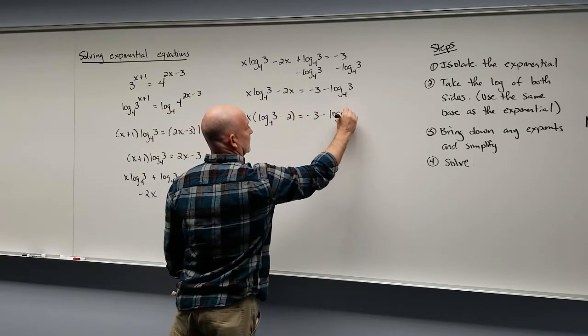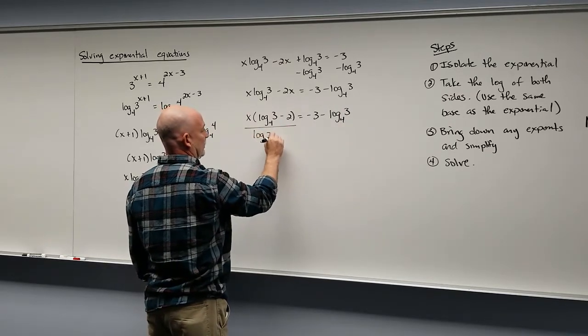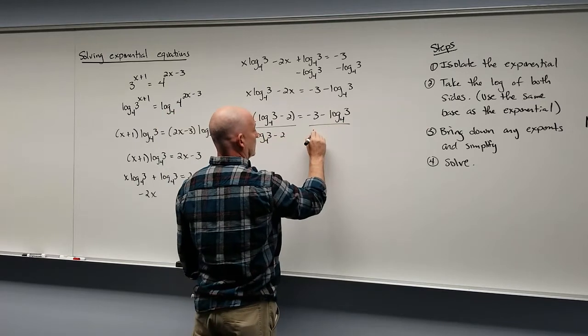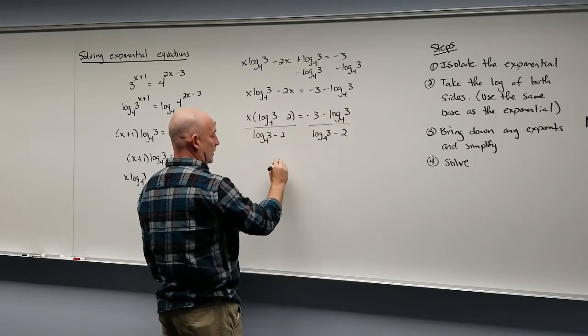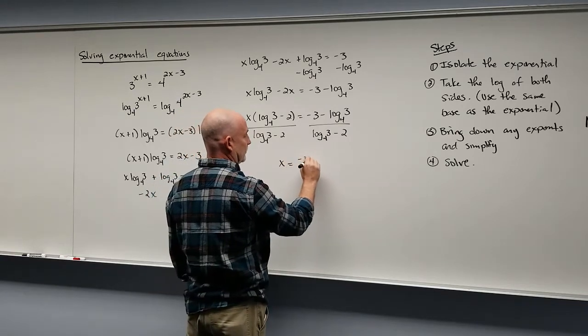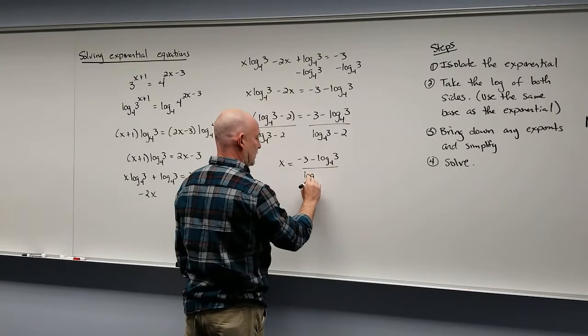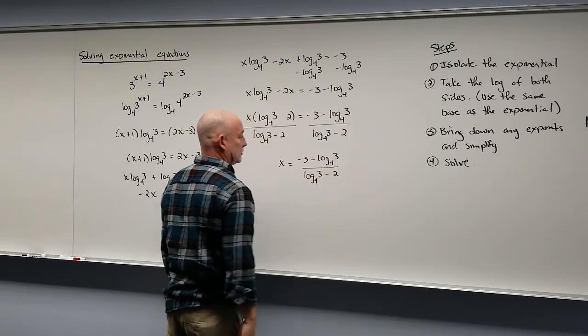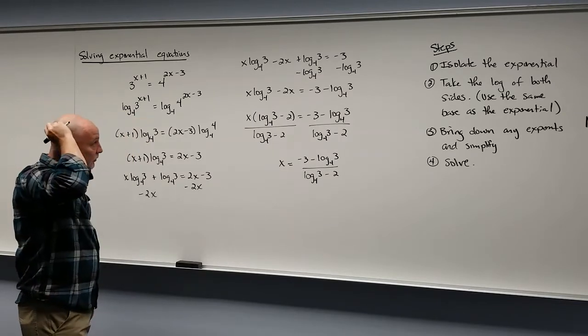And then all we have to do is divide by whatever's in front of our x. So we got log base 4 of 3 minus 2, log base 4 of 3 minus 2. All right, so x is equal to negative 3 log base 4 of 3, log base 4 of 3 minus 2.